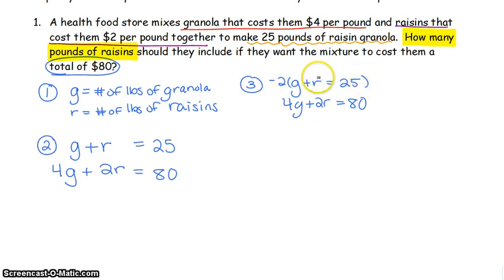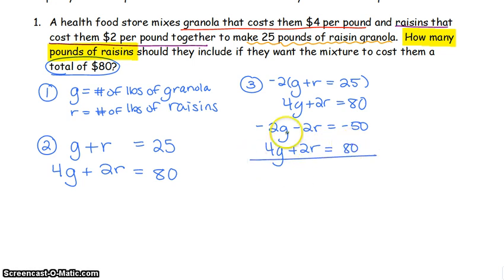So what I'm going to do is eliminate the r's. So I'm going to multiply the top equation by negative 2. So I get negative 2g minus 2r is equal to negative 50. Copy our second equation down: 4g plus 2r is equal to 80. We didn't change that second equation. A negative 2 and a positive 4 gives me a positive 2g. A negative 2r and a positive 2r, my r's cancel. A negative 50 and a positive 80 gives us 30. We divide by 2, and we find that g is 15.